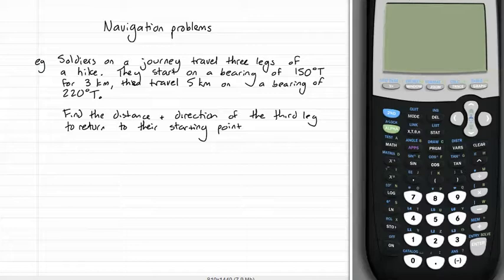So we create a starting point and we draw a compass rose on our starting point, and we have a look at what has happened. They start on a bearing, and I think maybe I would have liked a little bit more space on my compass rose diagram here. I'm just going to start again.